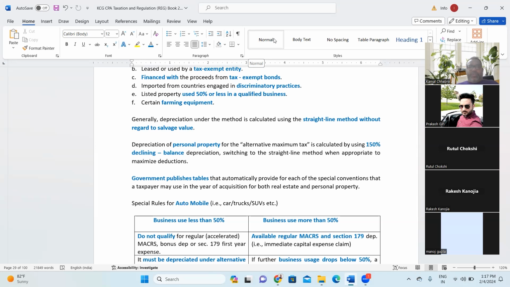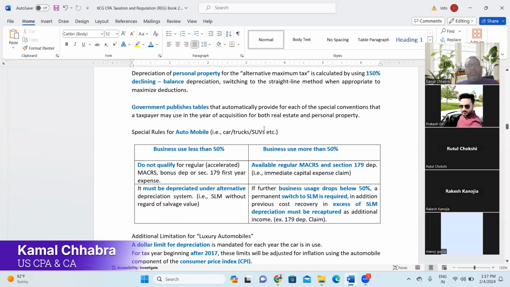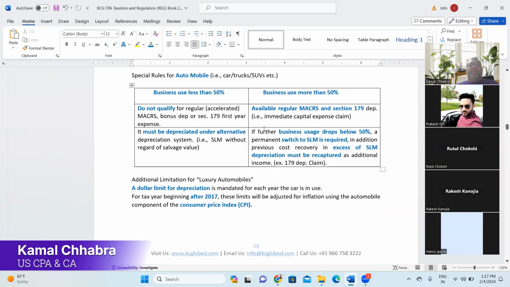So bonus depreciation. Every year when the finance bill comes, the government publishes the changes in this amount, and these amounts are subject to changes of inflation index, right? Special rule for automobiles, cars, trucks and SUVs specifically. Like we were discussing in one example, if you have a car which you use 50% for business purpose and 50% for personal purpose, right? In that scenario, what should you be doing?